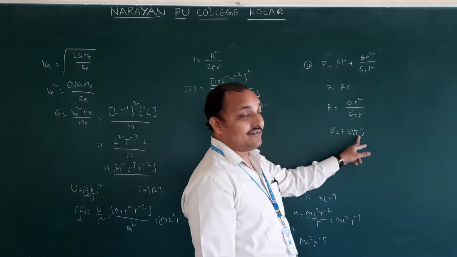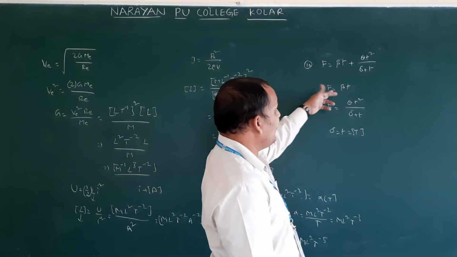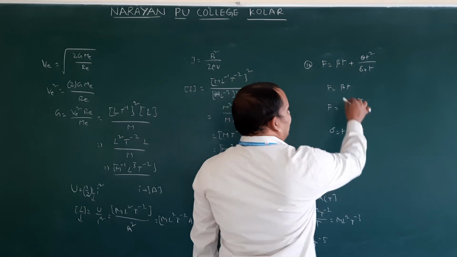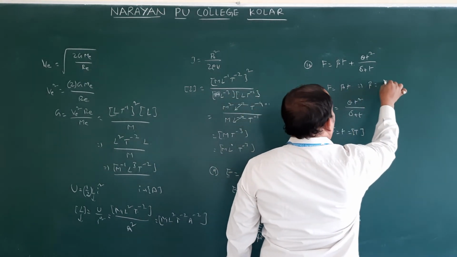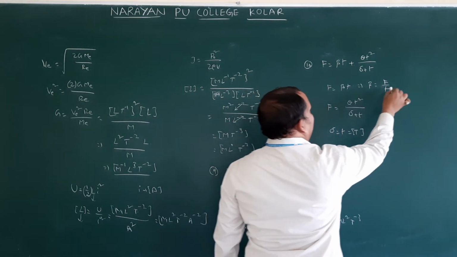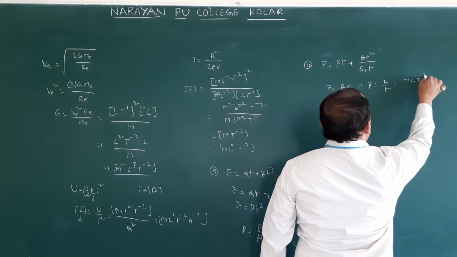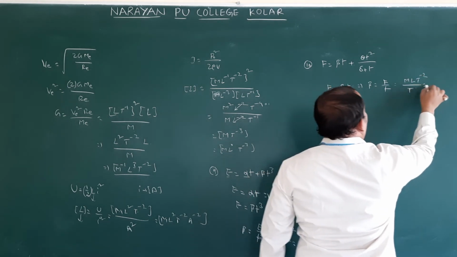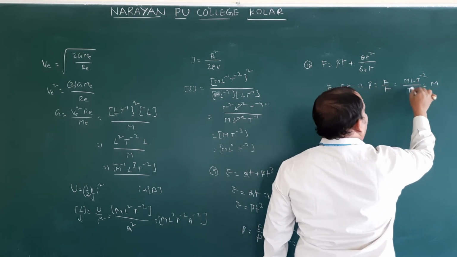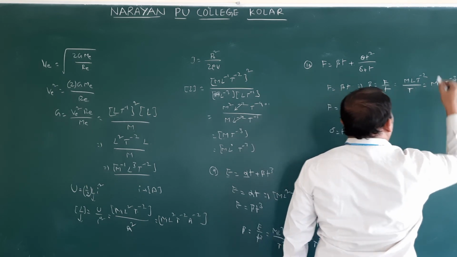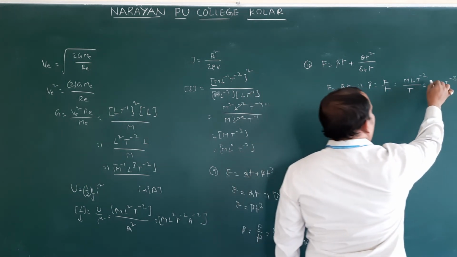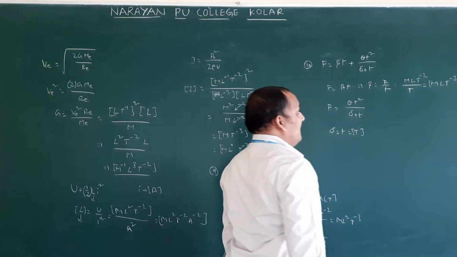Now delta dimension formula we got. Now we have to find for beta and theta. For beta, F by t, force by time. Force means M L T power minus 2 by t. Force dimension formula is this one. Then M L T power minus 3. So this is the dimension formula for beta.